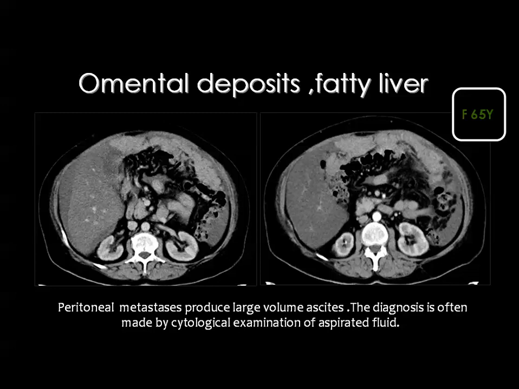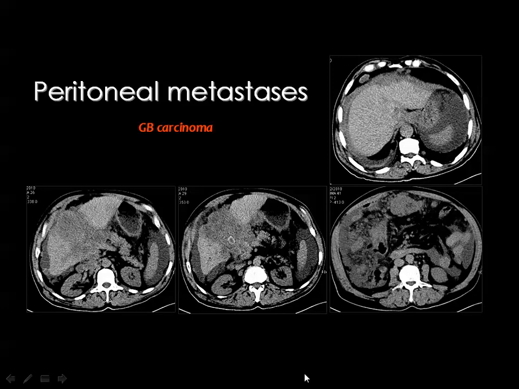Many times they may take samples of the ascitic fluid, which is commonly associated with these metastases, searching for the malignant cells to know the nature of the lesion and to search for the primary malignancy. But in my opinion, core biopsies of the omental masses are more helpful to verify the nature and to detect the primary malignancy. And you also see that the liver is fatty, but there are no focal lesions in the liver.